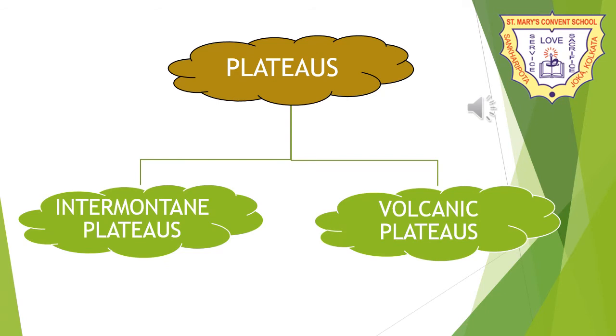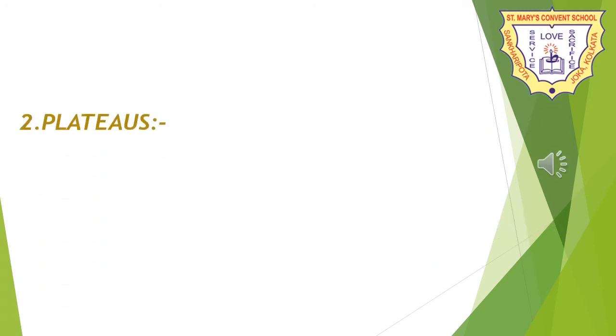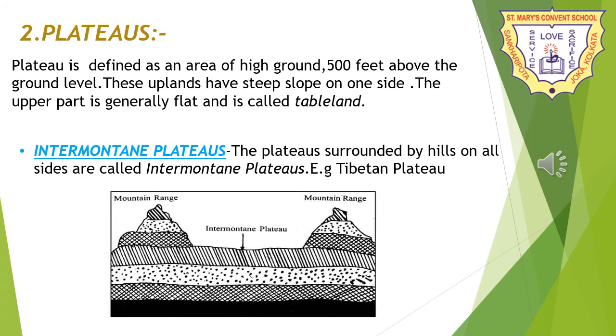Now the second major type of landform is the plateaus. Plateaus are mainly subdivided into two types: intermontane plateaus and volcanic plateaus. Now what are plateaus? A plateau is defined as an area of high ground 500 feet above the ground level. These uplands have steep slopes on one side. The upper part is generally flat and it is also called tableland.